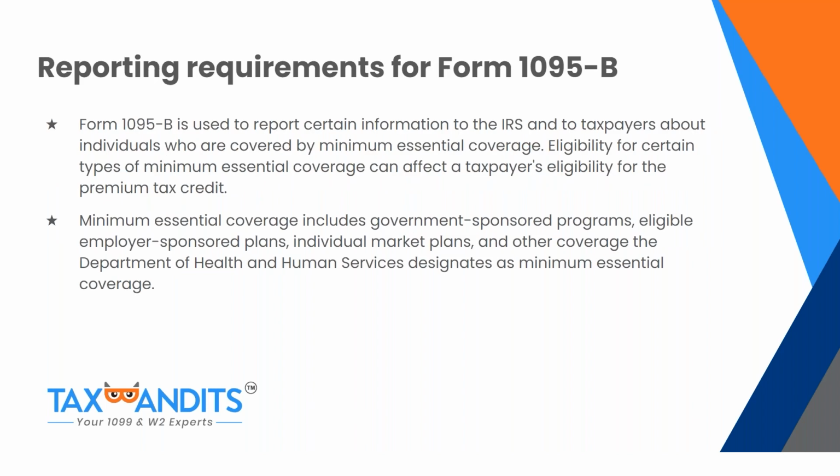The reporting requirements for the 1095-B form is used to report certain information to the IRS and to taxpayers about individuals who are covered by minimum essential coverage. Eligibility for certain types of minimum essential coverage can affect a taxpayer's eligibility for the premium tax credit.